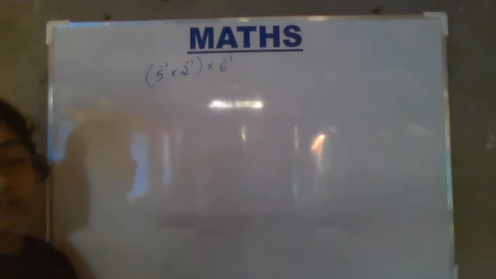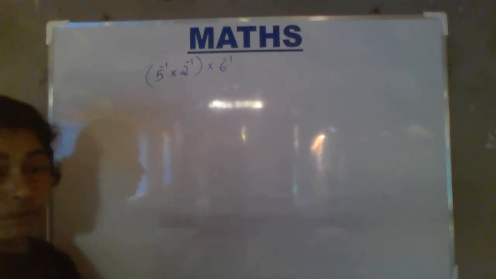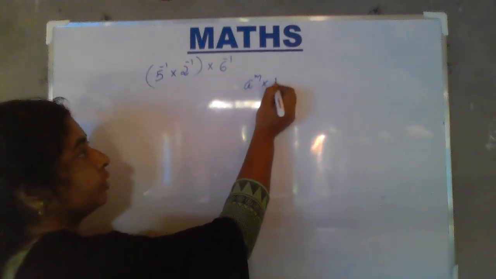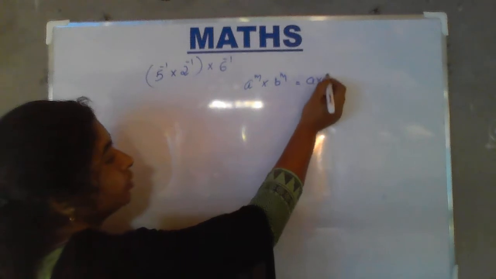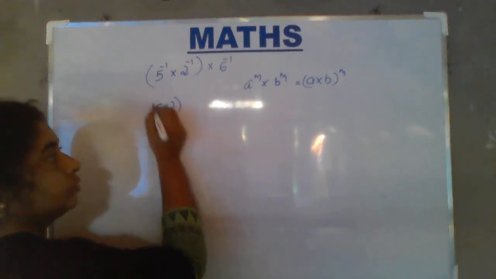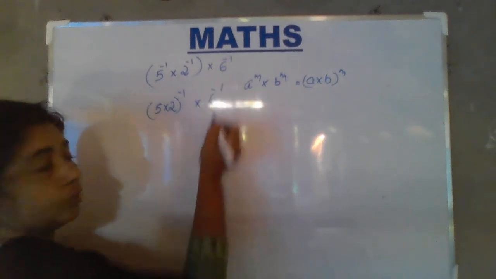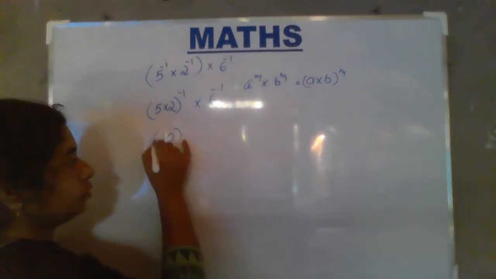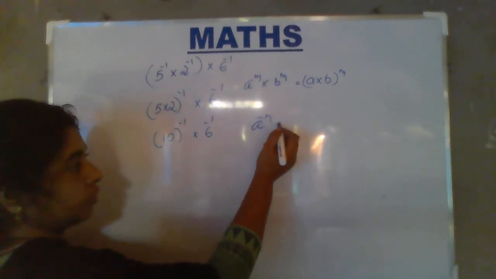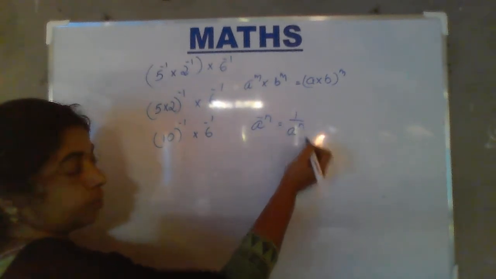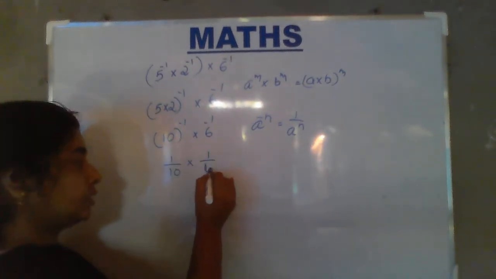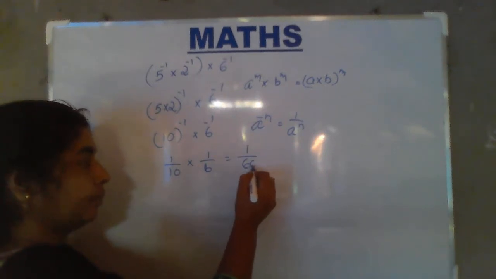Next question is 5 raised to minus 1 into 2 raised to minus 1 whole into 6 raised to minus 1. Then the first is of the form a raised to m into b raised to m, that is (a into b) whole raised to m. So we can write this as (5 into 2) whole raised to minus 1 into 6 raised to minus 1. 5 2s are 10, so 10 raised to minus 1 into 6 raised to minus 1. Now this is of the form a raised to minus n. We know that a raised to minus n is 1 by a raised to n. So we can write this as 1 by 10 into 1 by 6. That is 1 by 10 6s are 60.